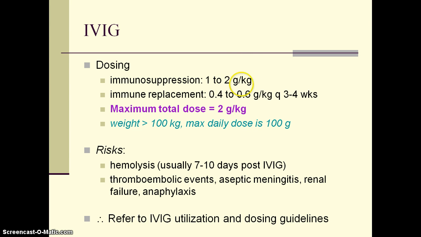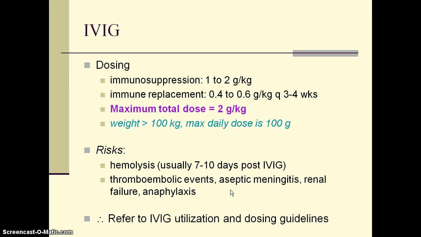The reason why we cap the maximum total dose for any indication of IVIG at 2 grams per kilogram is because there are certain risks involved with the product. Hemolysis usually occurs 7 to 10 days after IVIG infusion, so every patient who receives IVIG as an outpatient also receives a requisition to have their CBC and reticulocyte count checked in 7 to 10 days to monitor for that. And thromboembolic events, aseptic meningitis, renal failure, and anaphylaxis are also risks associated with the IVIG product.